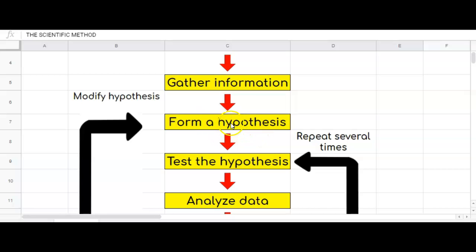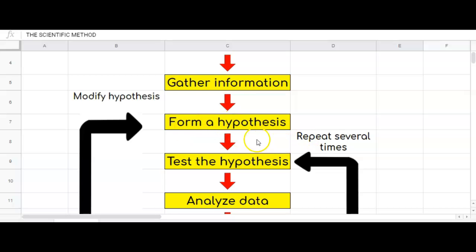Then you form a hypothesis. That's what you think is going to happen. So, for example, in the two RC cars, you might say, well, this one's lighter, so I think it is going to go faster. Or you might say, this one has better tread on the tires, so I think this one's going to go faster. So you're going to form a hypothesis.